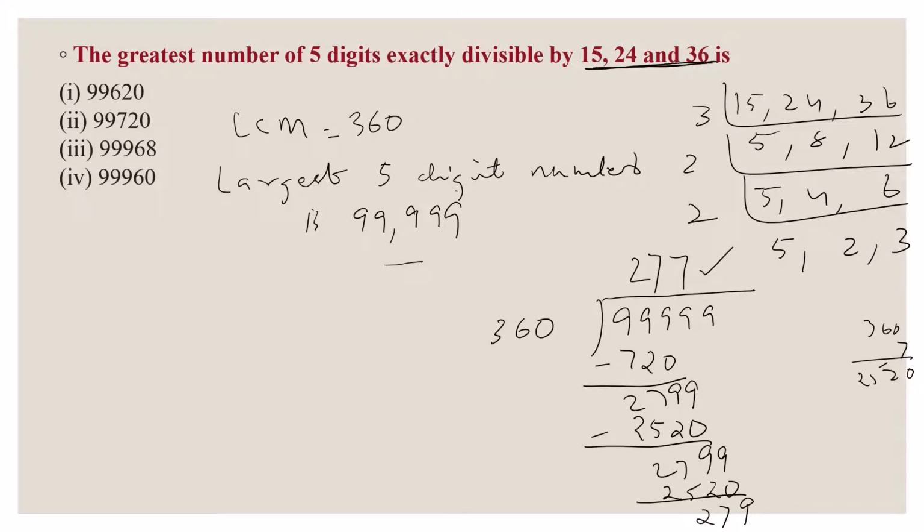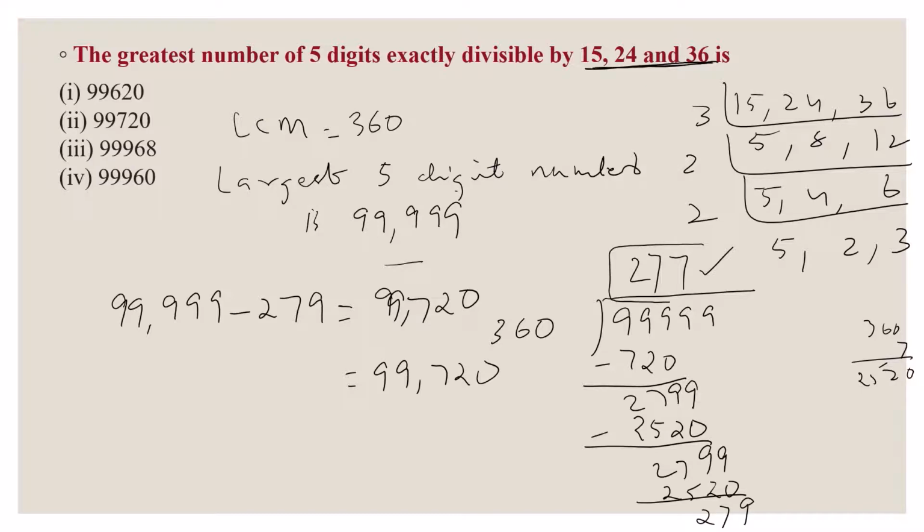Now what we are going to do is take this 5-digit number and from that 5-digit number we will subtract the remainder. 99,999 minus 279 will give you 99,720. And you know 99,720 will be the 277th multiple of 360. So the answer will be 2.